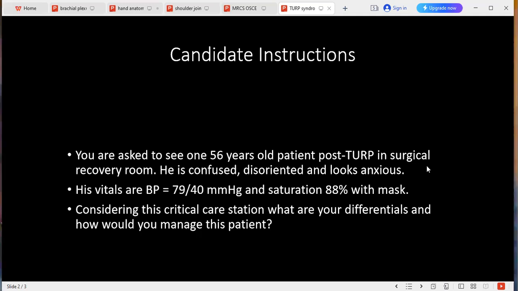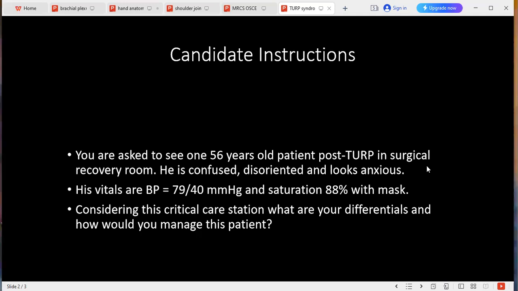I will order fresh labs that include a fresh full blood count, urea, creatinine, electrolytes, and assess the patient via physical examination. I will also order the ABGs and chest X-ray as well, and wait for the results.